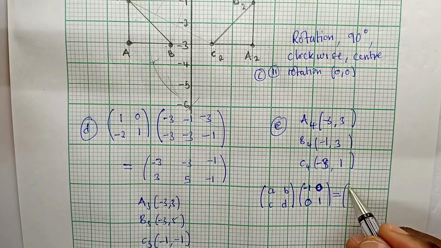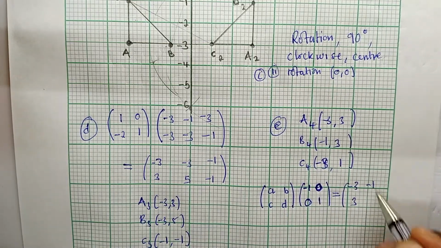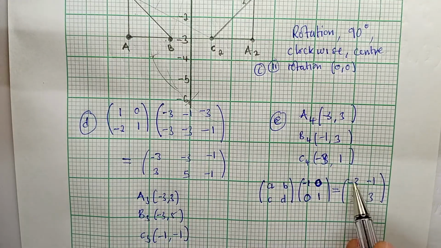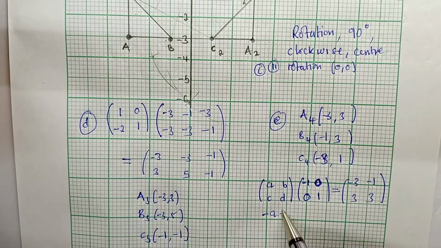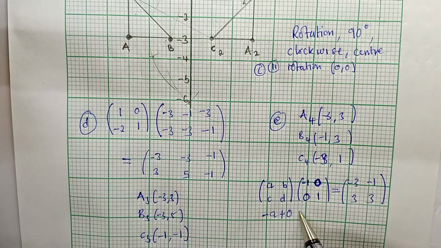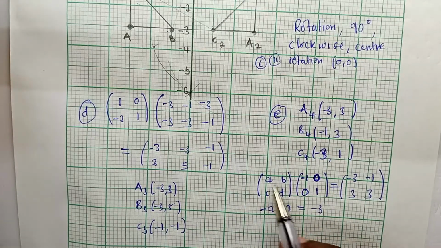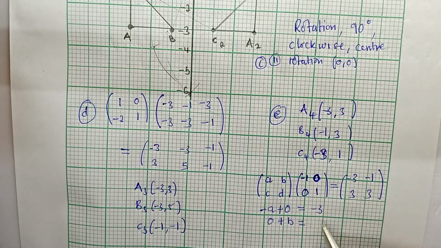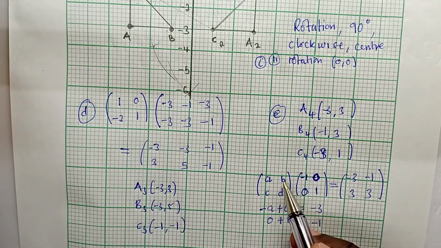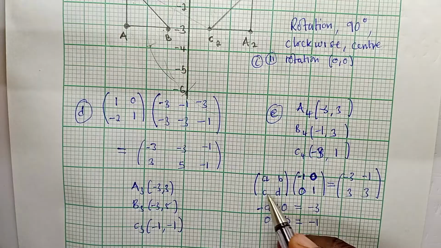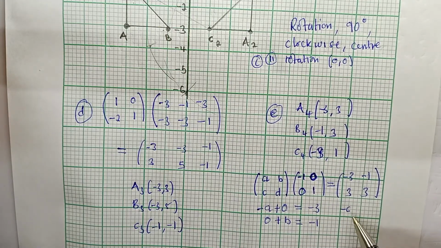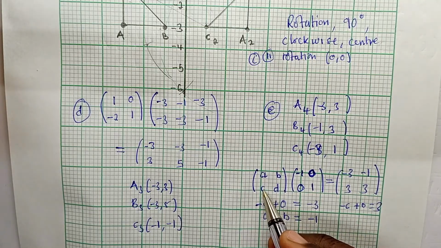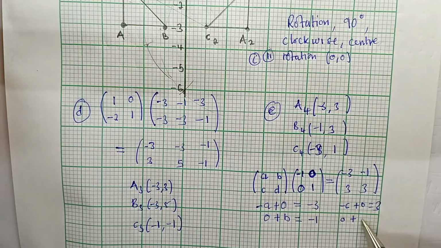And then you say equal to, you start putting the coordinates. Out of the coordinates, just pick 2 of them. I've just picked this and this. Forget about this. Next, you start multiplying. This times this, it's negative A plus B times 0, which is 0, equal to negative 3. Next, A times 0 is 0, plus B times 1, it's B, which is equal to negative 1. You are done with the top row. We come to this row. C times negative 1, it's negative C, and D times 0 is 0, which is equal to 3. C times 0 is 0, plus D times 1, it's D, which is equal to 3.